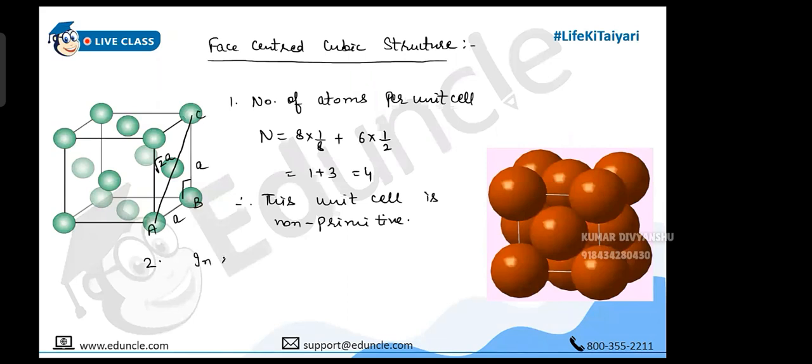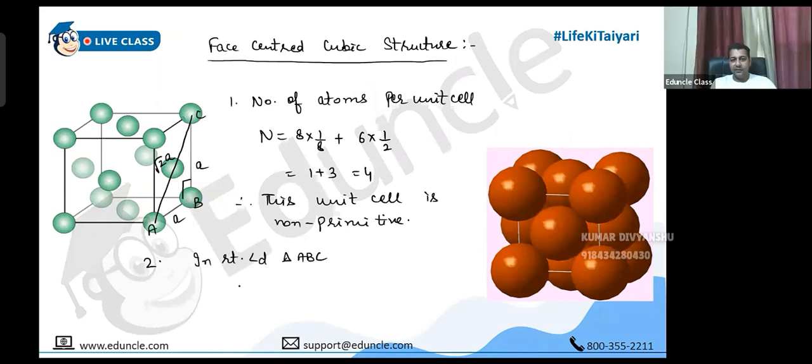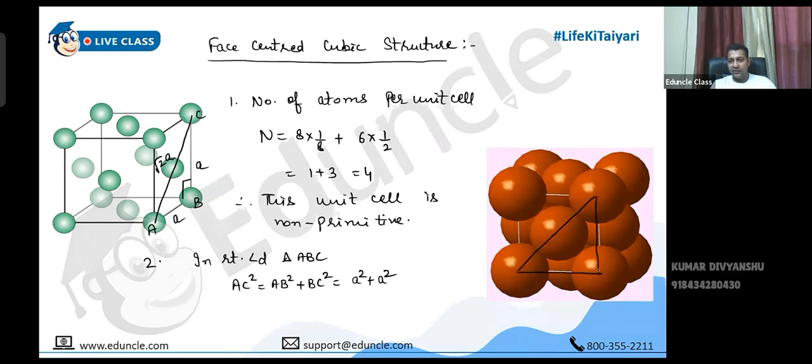So in right angle triangle ABC, AC square is AB square plus BC square. You can see the actual diagram. That's why I've shown the actual diagram, so that there is no confusion. So if this is R, this will be 2R, this is R. So again, a is going to be greater than 2R.